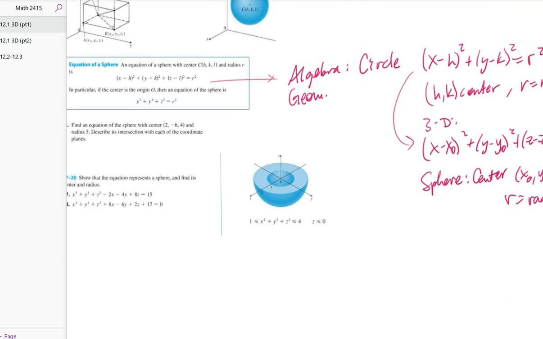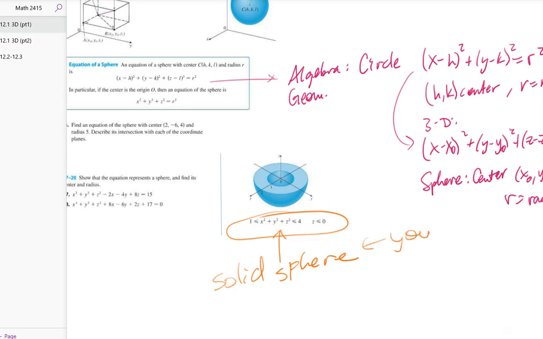You can have a restriction to it. If you look, this is a sphere. And the inside, and it looks like the radius is going to be greater than 1 and less than 2. So it's a solid sphere. And I'll let you study that. So you start.